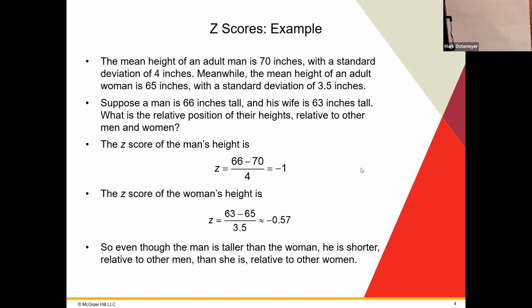Because -1 indicates that the man's height of 66 inches is 1 standard deviation below the mean of all men's heights, and -0.57 indicates that 63 inches, the height of the woman, is only 0.57 standard deviations below the mean of all women's heights. So relatively speaking, this man is shorter for the men, for their particular category, as opposed to this woman who is actually not as short as the man, relatively speaking, for their own data sets. Does that make any sense?